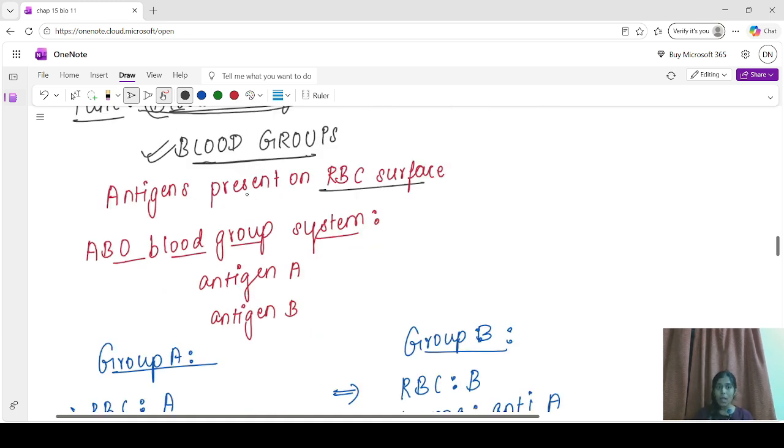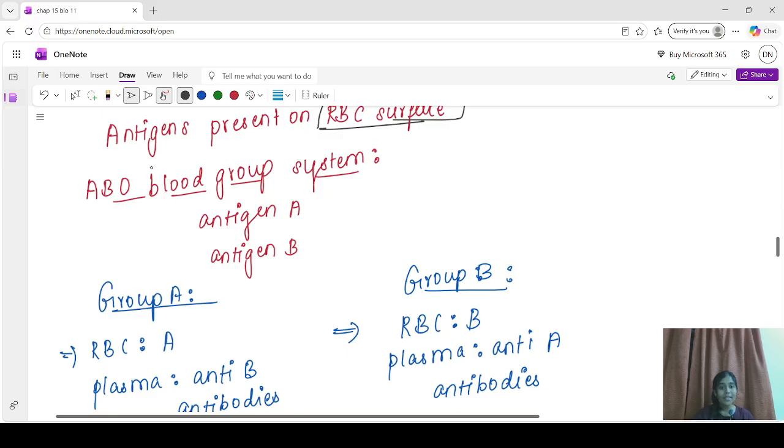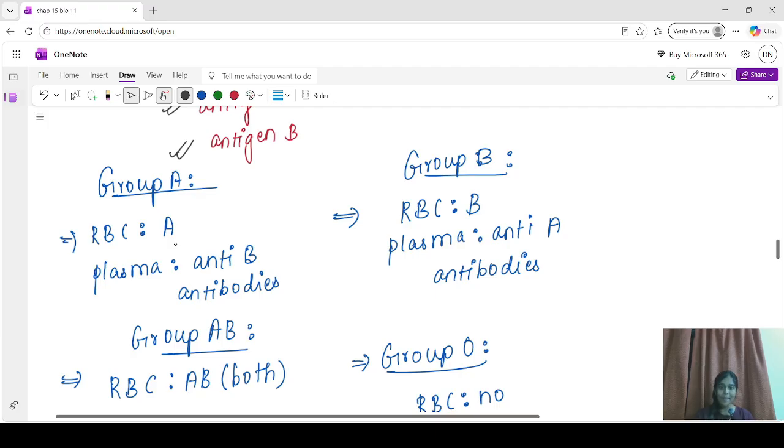Okay, now let's see blood groups. Blood groups depend on antigens present on the RBC surface. Antigens are molecules recognized by the immune system, and if a foreign antigen enters our body, an immune system reaction occurs. There are three blood group systems, that is A, B, O blood group system. Now, two major antigens are helpful in the formation of blood groups. Depending on the presence and absence of these, blood groups are formed.